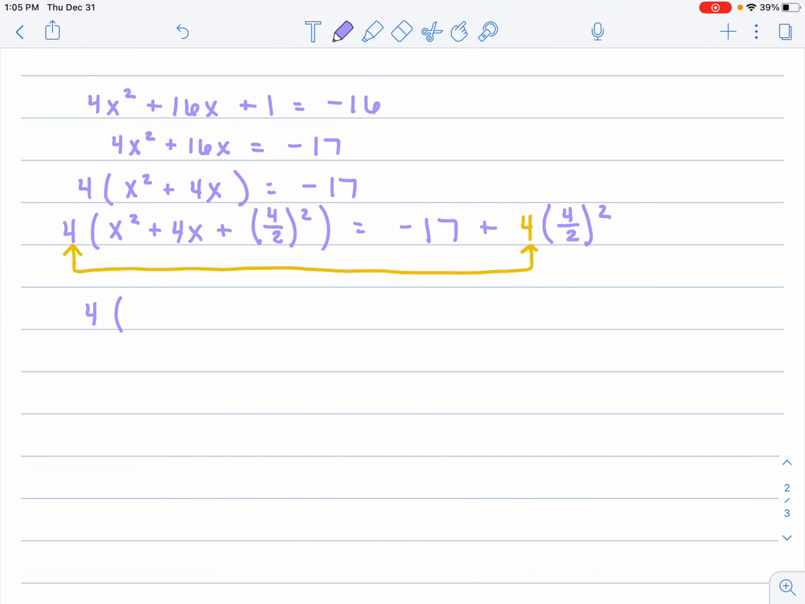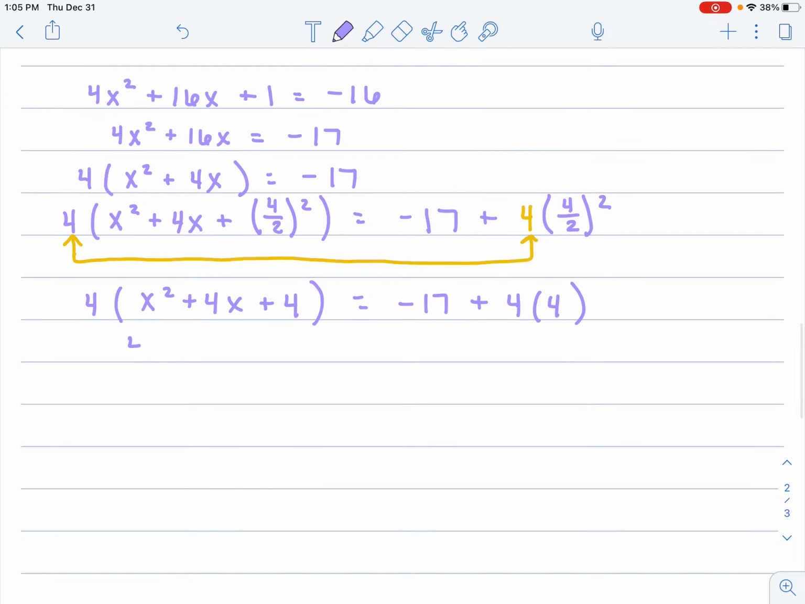All right, I've got 4 times x squared plus 4x. 4 divided by 2 is 2, and 2 squared is 4. Okay, I've got 4 times. If I factor this, remember it's always your x plus your b divided by 2 value. 4 divided by 2 is 2, so I know this is 4 times x plus 2. Oops, sorry, that's supposed to be squared. Negative 17 plus 16 would just be negative 1.